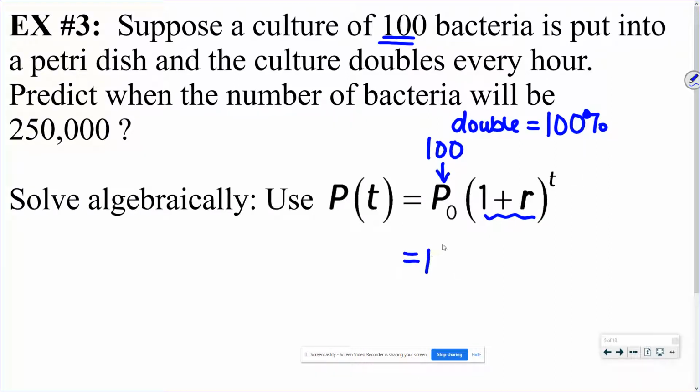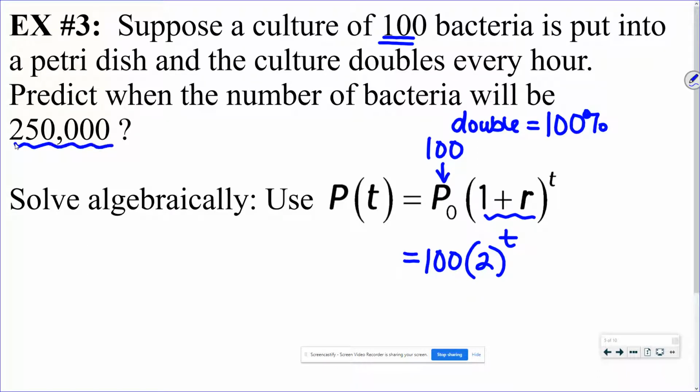Or you could think of it a little bit simpler in that you're going to be multiplying what you're starting with by 2, but you're multiplying by 2 every hour. So T will change and raise it exponentially to represent the multiplication of 2 every hour. So change R to 1, or you could think of doubling as multiplying by 2. Either way, it doesn't matter.